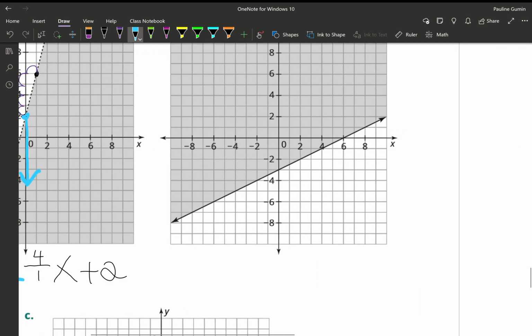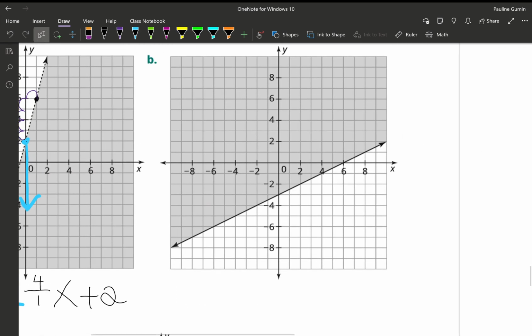All right, let's do the same thing for letter B. First, let's draw a dot on our y-intercept. It looks like it's at negative 3. Here's another perfect point. Let's count. Up 1 to the right 2. Okay. So first I'm going to start with a y. Let's do the slope. The slope is up 1 to the right 2. And our y-intercept is negative 3.